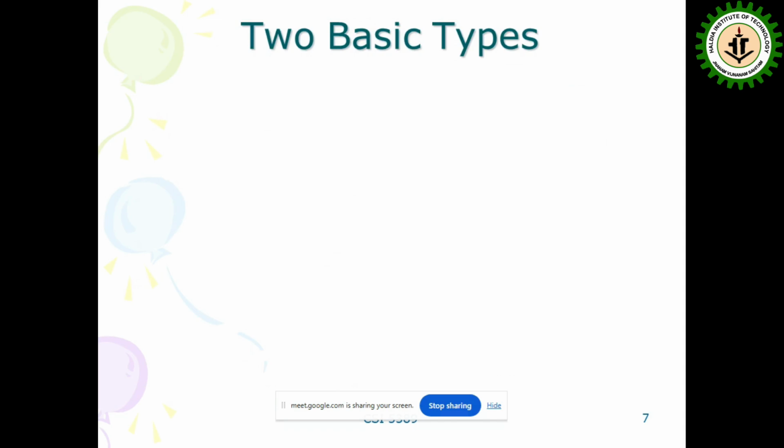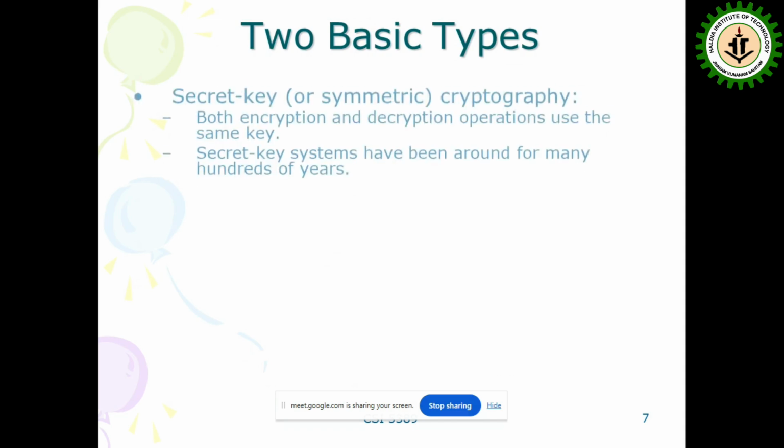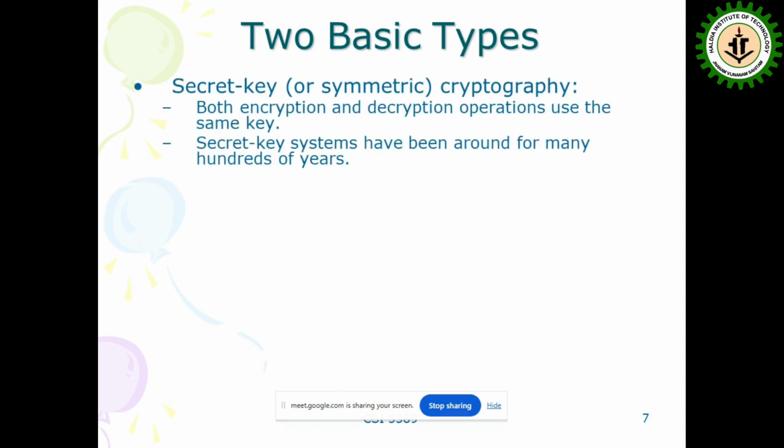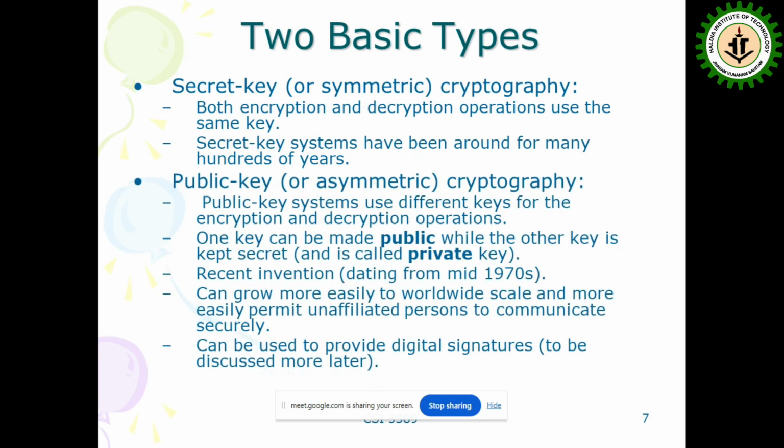Now, the basic types of cryptography. There are two primary types of cryptography: symmetric, where the same key is used for encryption and decryption, and asymmetric, which uses a pair of public and private keys. Each has distinct use cases and benefits.